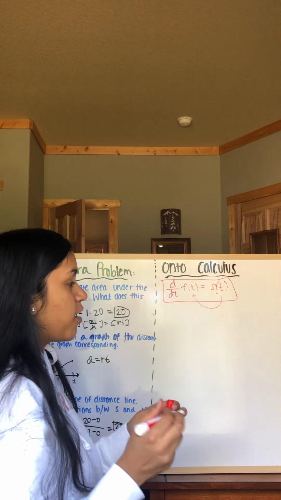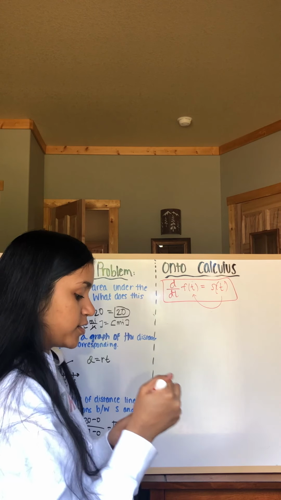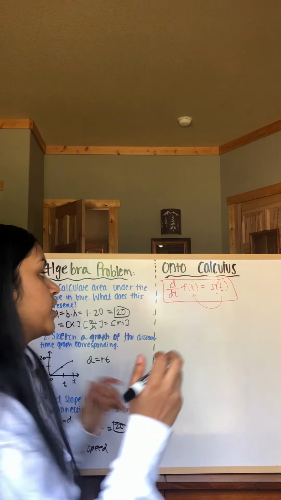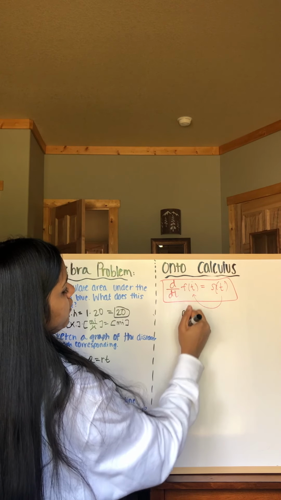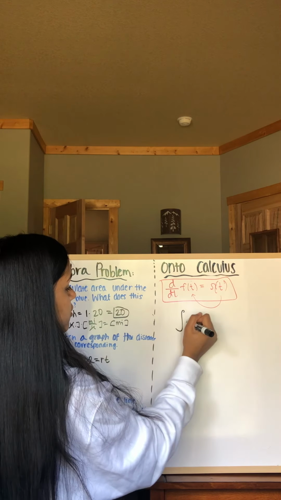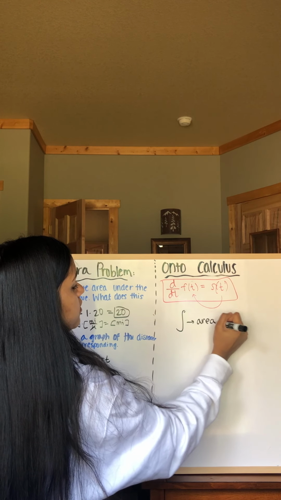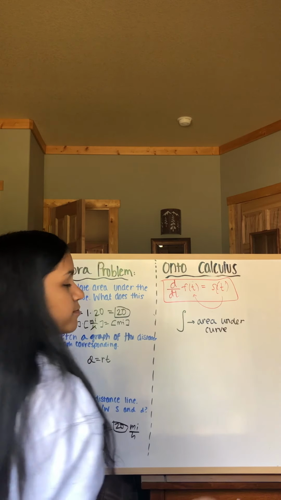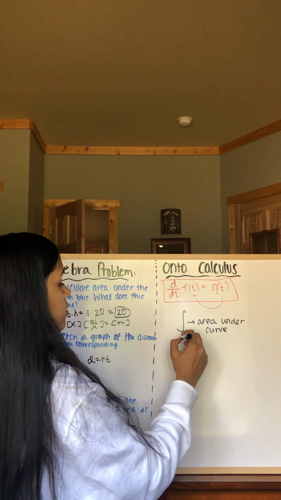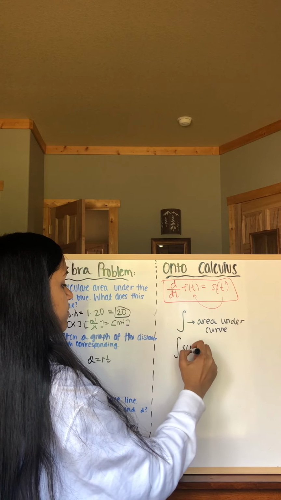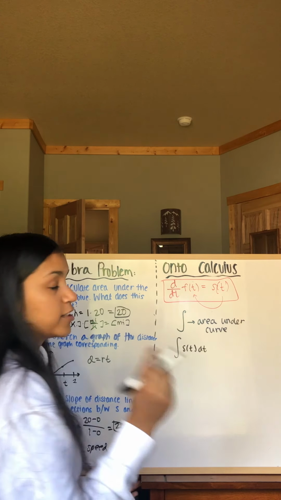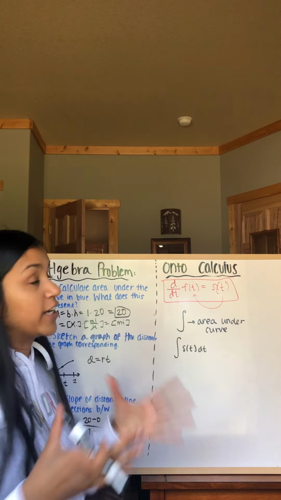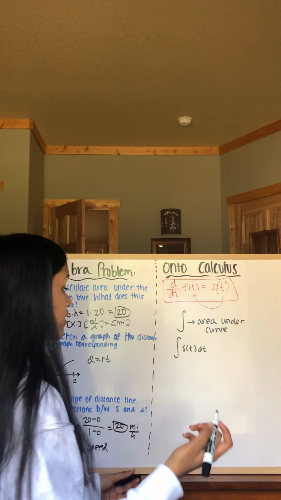Well, how did we get our distance function to begin with? We found the area underneath the speed and time curve, and in calculus, we call the area under the curve an integral. This is the sign for an integral. Whenever you see it, always think of area under the curve. So let's break this down. We have the area under the curve of s of t, and a specific interval of x that we're evaluating this between.